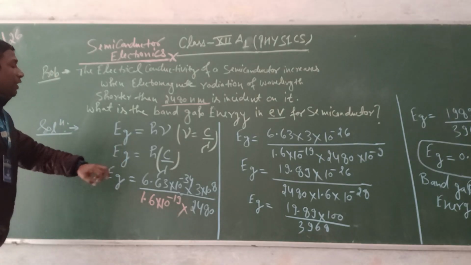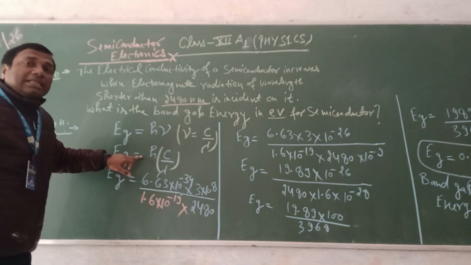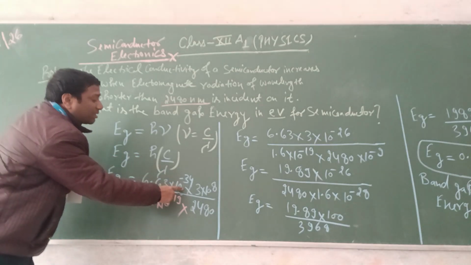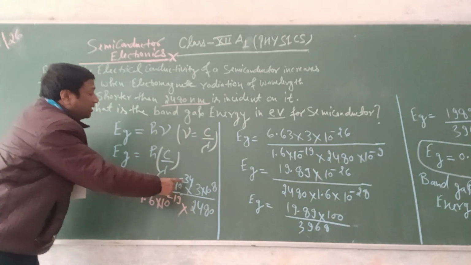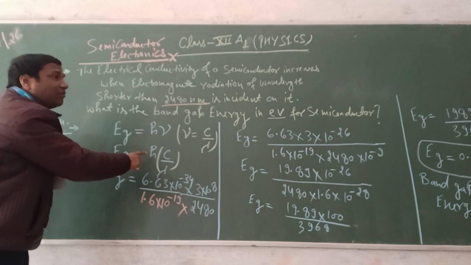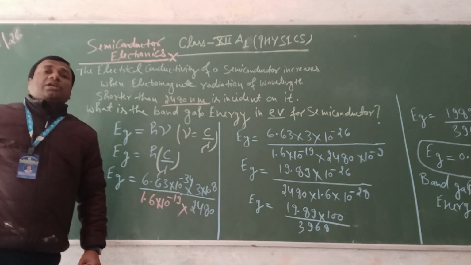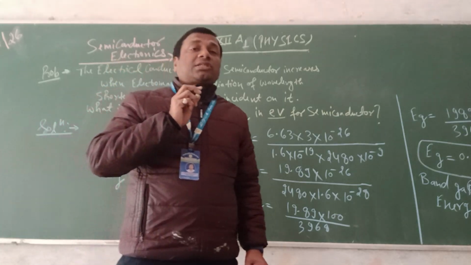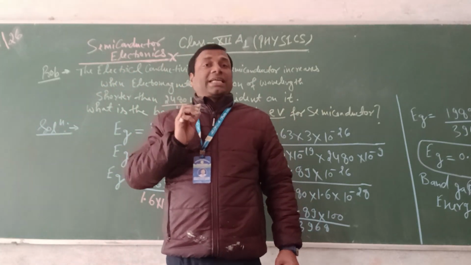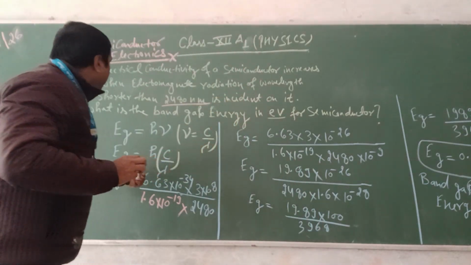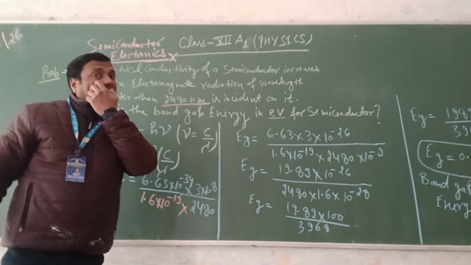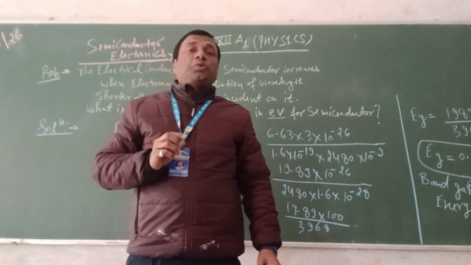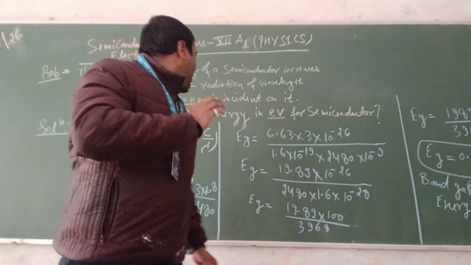Now substitute the values. h is Planck constant. The value of Planck constant is 6.63 into 10 to the power minus 34 joule second. C is the velocity of light. The value of velocity of light, all of you know, is 3 into 10 to the power 8 meter per second.